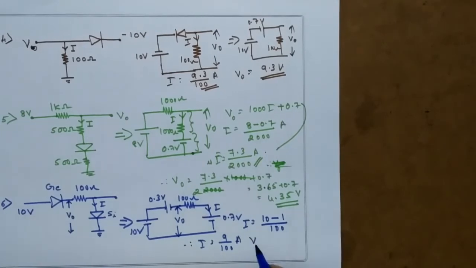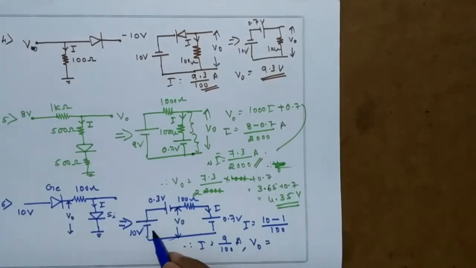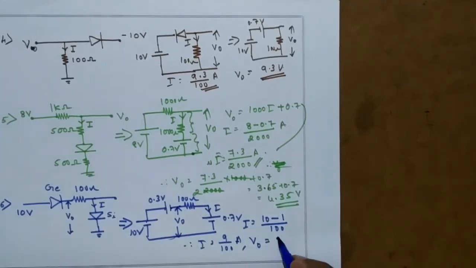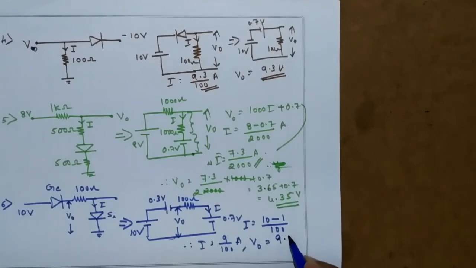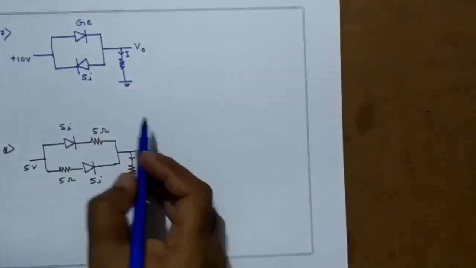What is V naught? V naught, you apply KVL to this or this loop. You consider this as one loop or this as one loop, one and the same. So this voltage is equal to this voltage plus this voltage. Okay, so of course here it is not plus, here it is minus. So therefore V naught is equal to 10 minus 0.3. Therefore it is 9.7 volt. Come to the next problem.